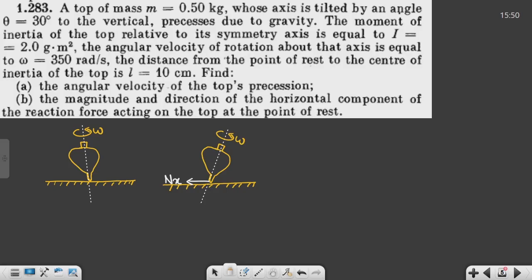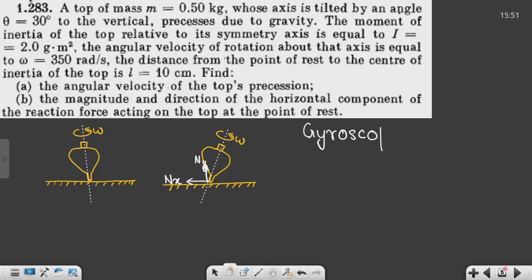Fair and fine. And since there is a normal reaction force in this component, there will be a normal reaction force in this component also. The second part of the question is asking to find the horizontal component of the normal reaction force. So we'll begin our journey with the first part of the question, the angular velocity of the top's precession. Before we move on, just recall your previous chapters and tell me what is the value of gyroscopic acceleration.